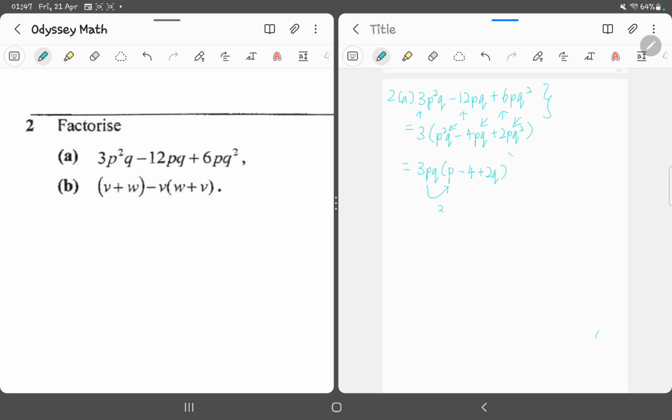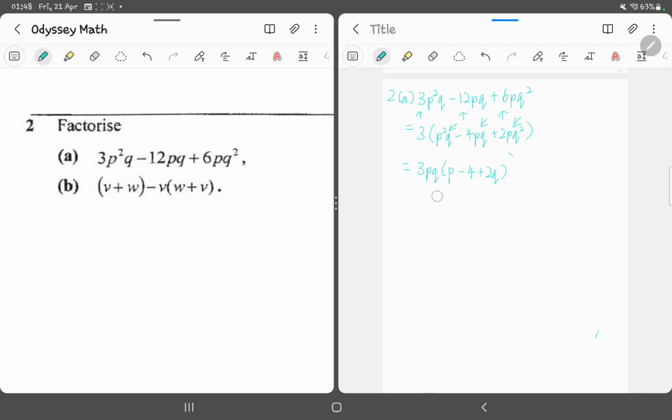Okay, so this is 3p times p square, and the q, you leave it there. 3 times minus 4 is minus 12. Then you put the PQ, and then 3 times 2 is 6. And then P, you leave it there. Q times Q is Q squared. So indeed, it is the original expression over here. So that means that your factorization is correct.